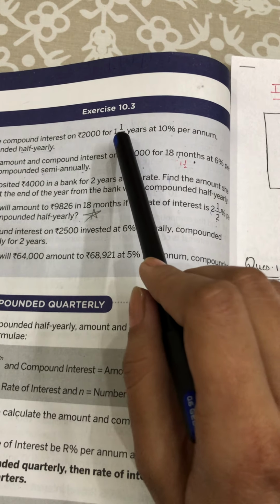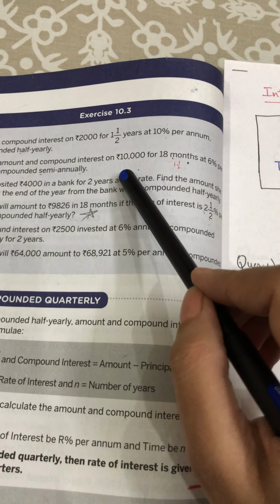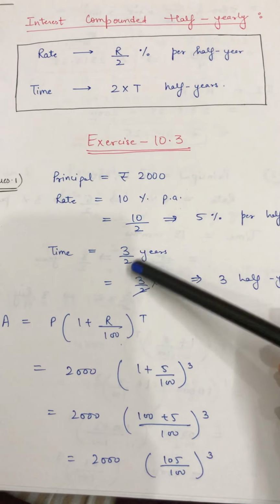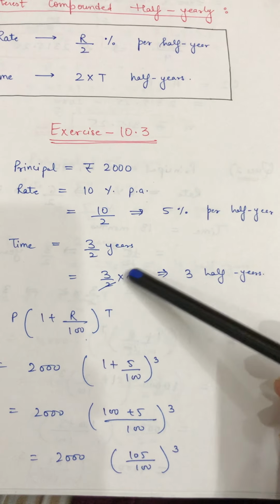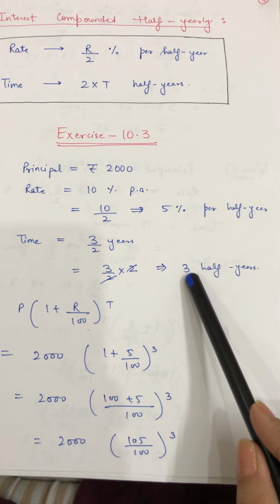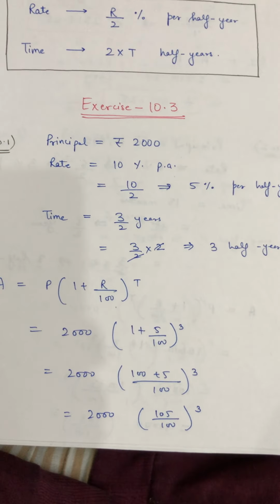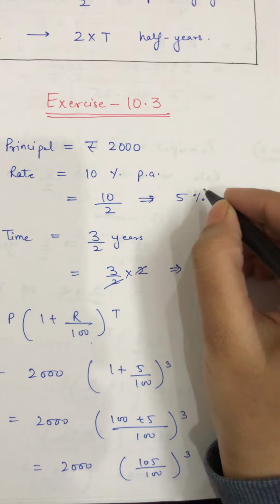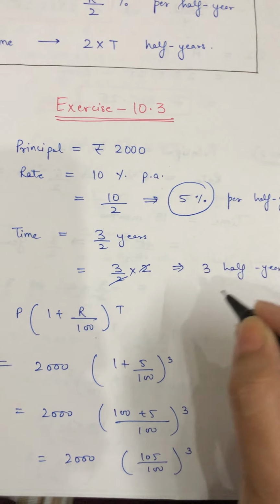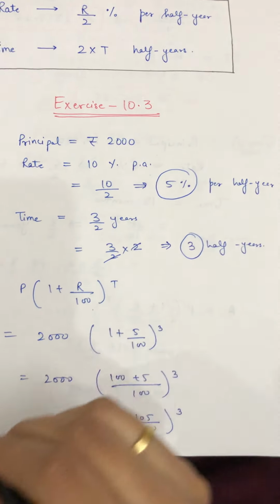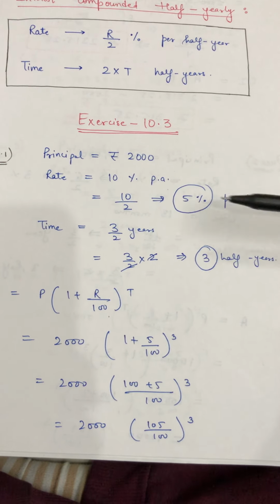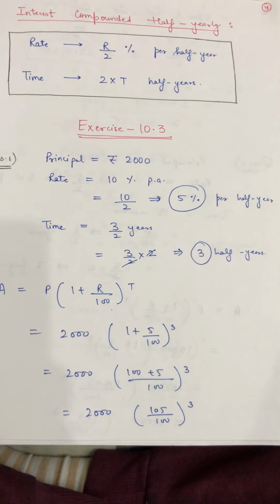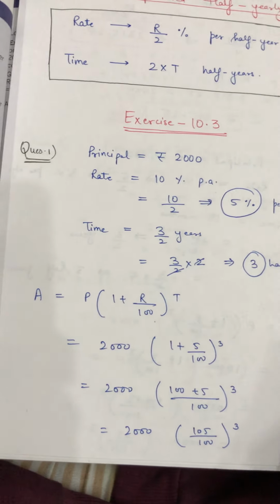Time is 1.5, which means 2 ones are 2 plus 1, 3 by 2. So 3 by 2 years time is given, and you have to multiply your time by 2. Now 2 and 2 get cancelled, only 3 is left. So 3 half years is the time. Your new rate is 5% and time is 3. Now put these values of principal, rate and time. The rest of the formulas and concepts are the same.